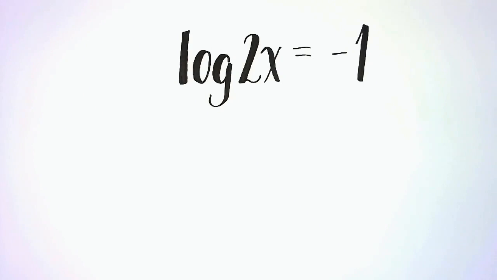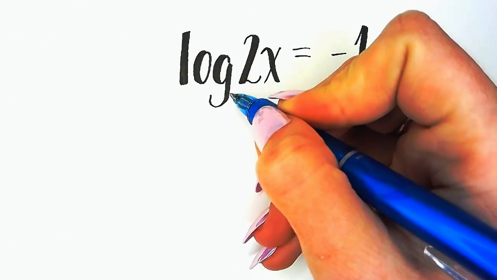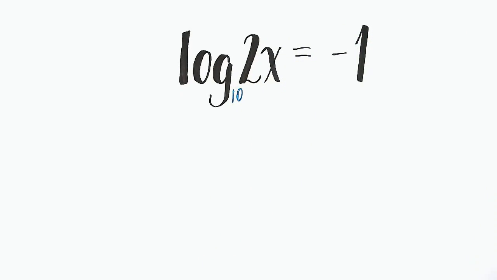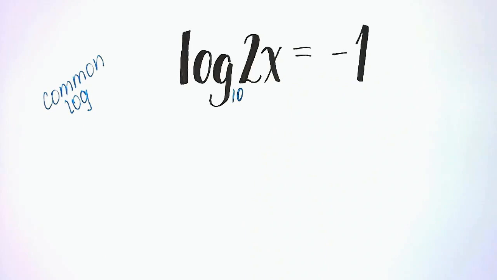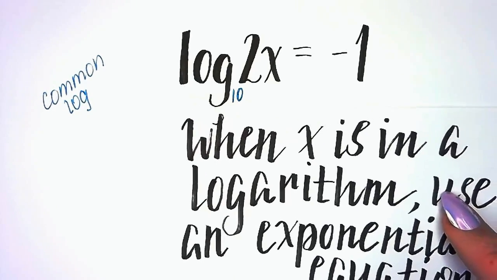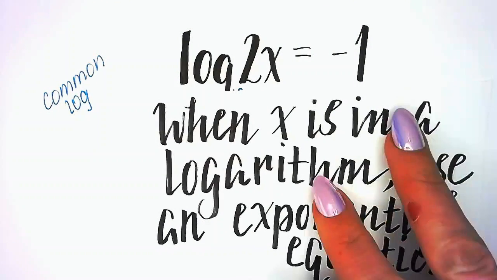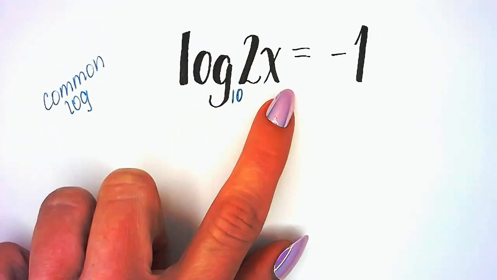The fourth example is log base what of 2x equals negative 1. What number is actually invisible right down over here? We have an invisible 10 because this is the common log. Log base 10, or common log, of 2x equals negative 1. This is an example that's going to require us to use the other rule. We said we have two rules that we're working with today. When x is in a logarithm, use an exponential equation. That means we need to change this into an exponential equation. It's already set up pretty nicely for us.